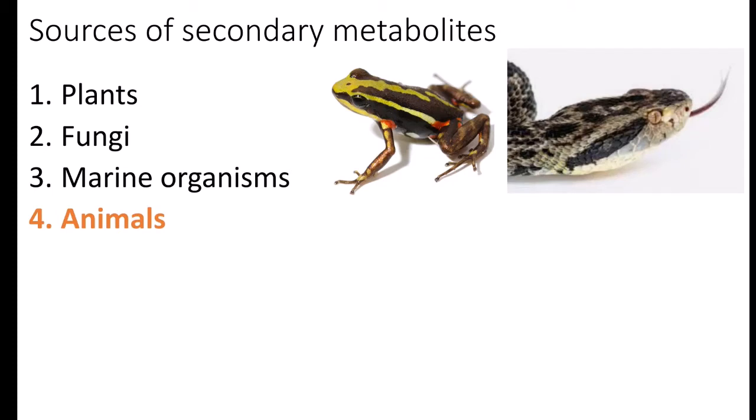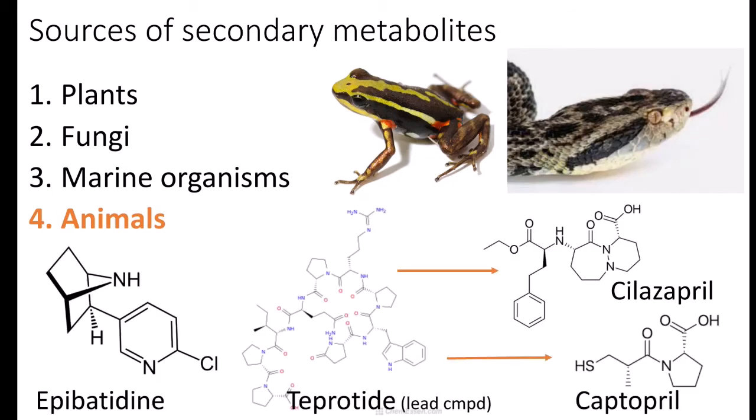Okay, animals. Epibatidine is obtained from skin of the Ecuadorian frog, which is poisonous. It is 10 times more effective than morphine.